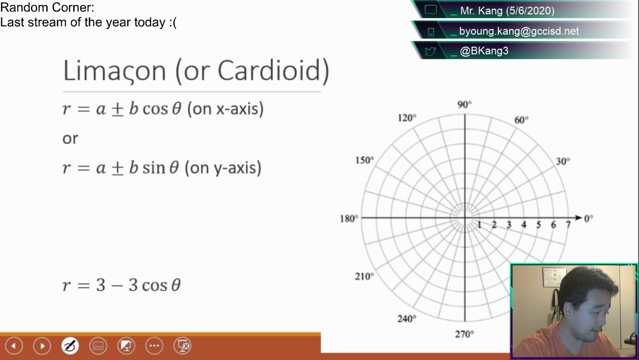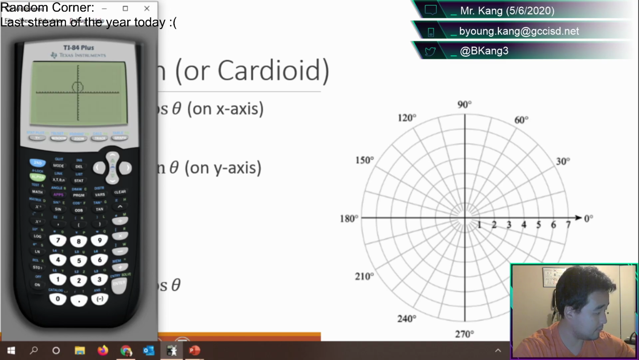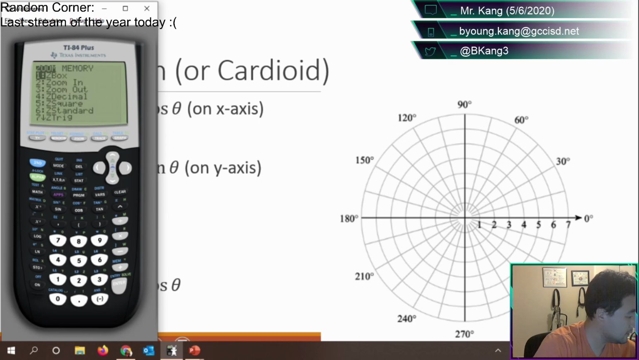So r equals 3 minus 3 cosine theta. All right. So let's type it in. 3 minus 3 cosine theta. Hit our little graph. And you can zoom in if you want here, if you need a little more detail.